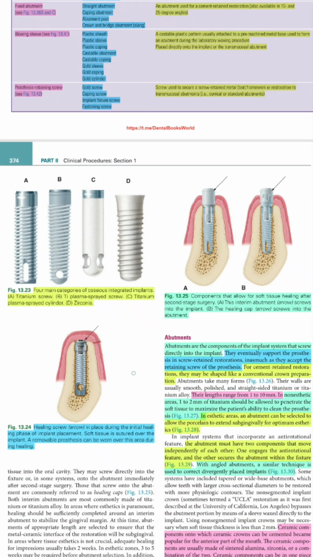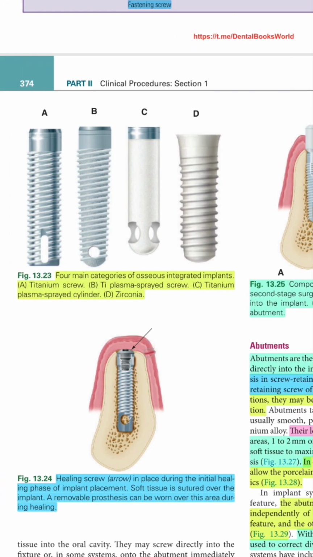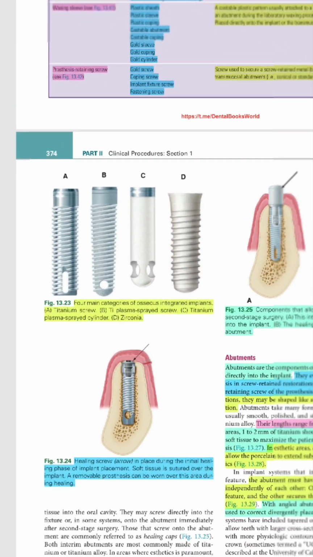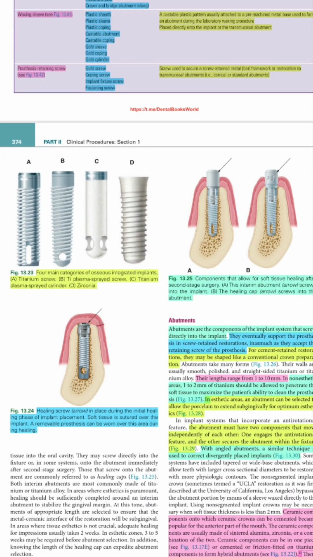Now let's see the implant. Does it have types? Yes, it has. We have here the titanium screw, which has this shape. The type is the plasma sprayed screw. This is the titanium plasma sprayed cylinder, and this is the zirconia. Of course, each one has its own indications, but it is not discussed in this chapter.